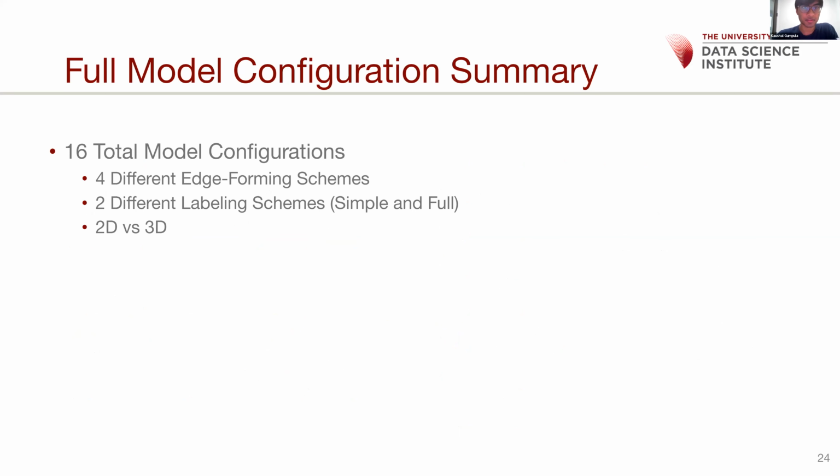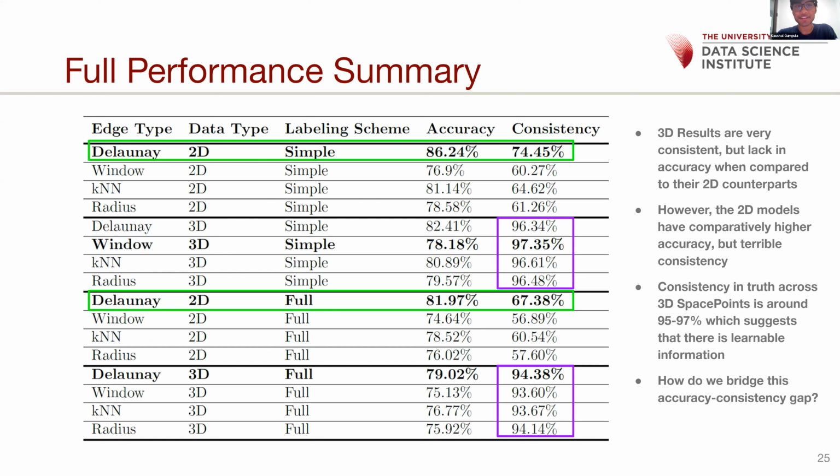First, the model summary that I'll show you right now has 16 total model configurations. We went from 8 to 16 because each 2D model has its own 3D variant. The result that we get is a very mixed bag, because if you look at the results outlined in green, our best performing results are still in 2D.